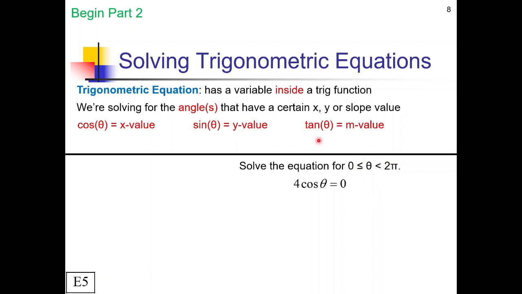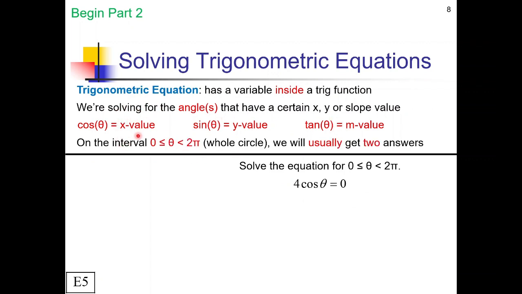That's the whole circle. The difficulty with this is, in just the first quadrant of the circle, there was only one angle that gave you each x, y, and slope value. On the interval from 0 to 2 pi, the whole circle, we can usually find two answers, two angles that give us the same x, y, or m value. So we're going to have to be aware of that, and we're generally going to be finding more than one answer on these. So with all of that said, let's get started on doing this one. So we're going to start this one together.